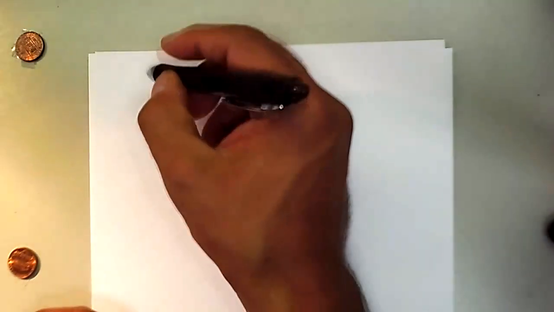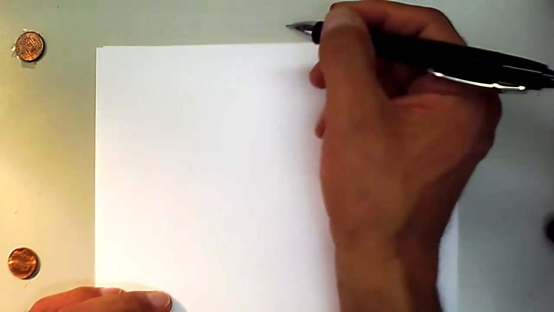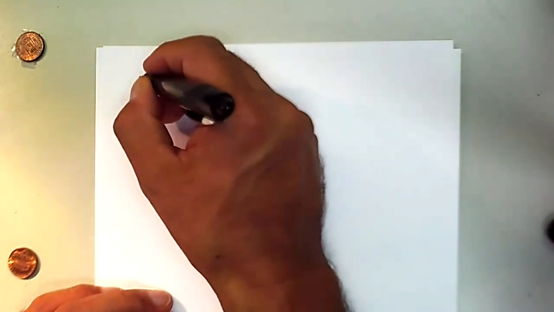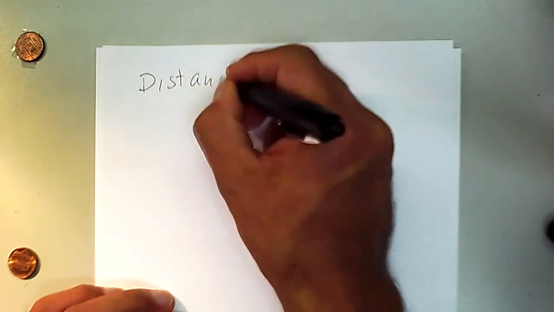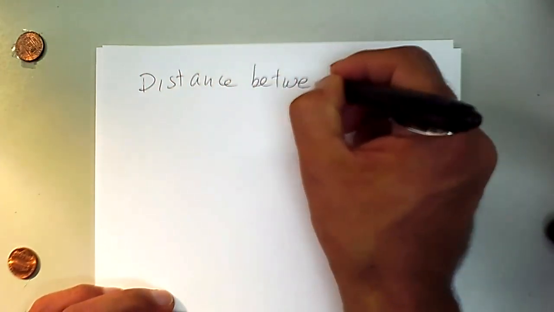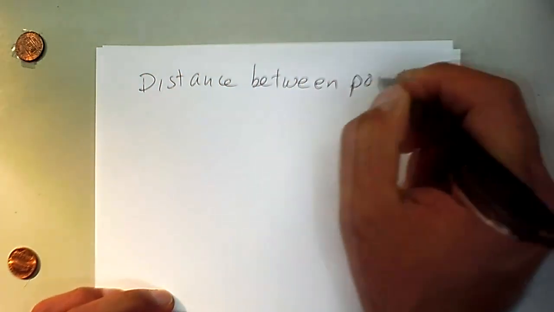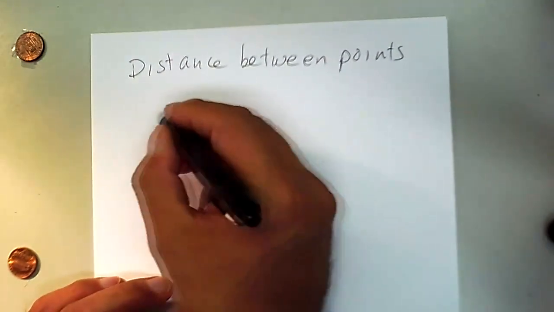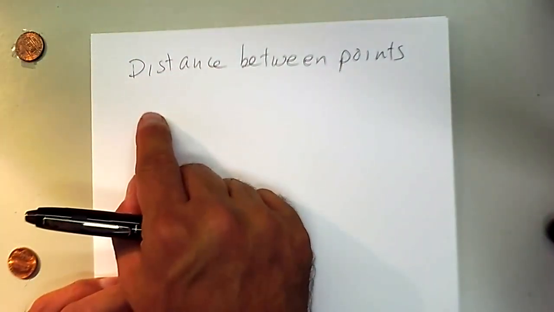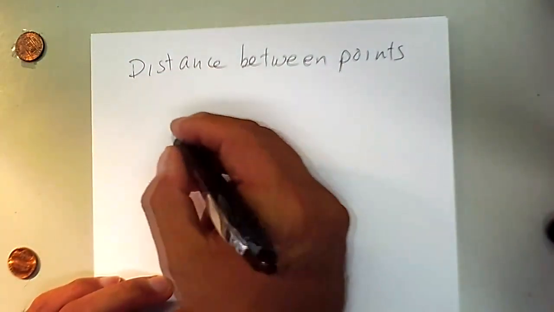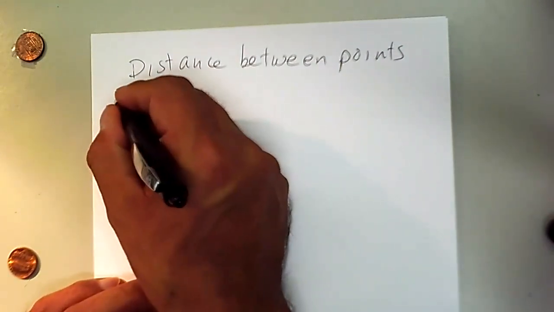But next, let's talk about distance. We're still talking about the coordinate system. So distance between points. Okay, so first, we're going to fix one of the points at the origin. I guess we're going to do some examples.